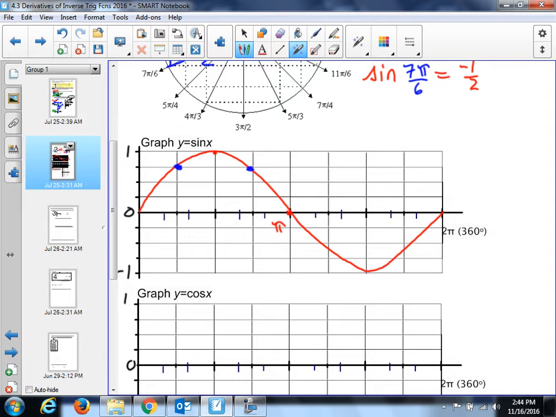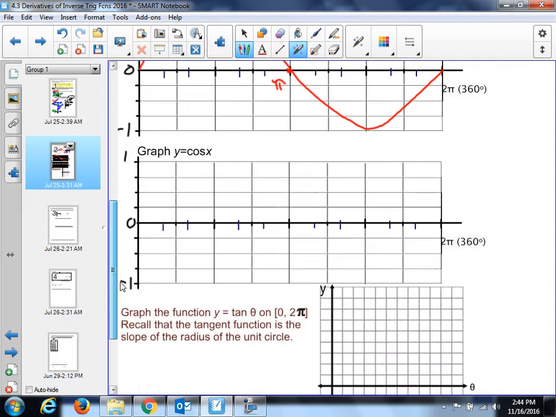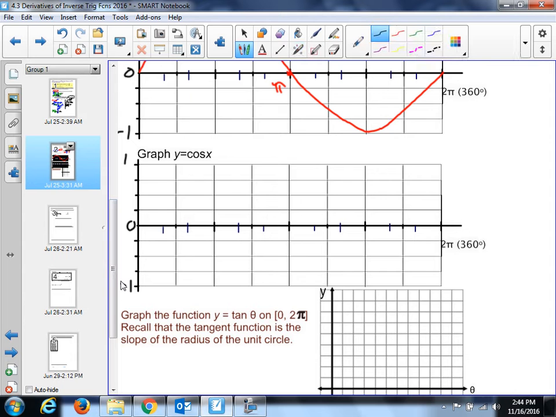Like this is 0 to pi halves, or 0 to 90. Sine is positive between 90 and 180, or pi halves to pi, right? And then negative for the rest, the CAST rule, you guys know? That's another way of thinking. Okay. Likewise with the cosine function.